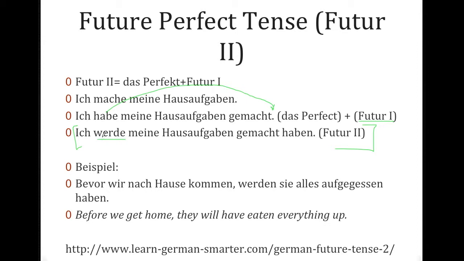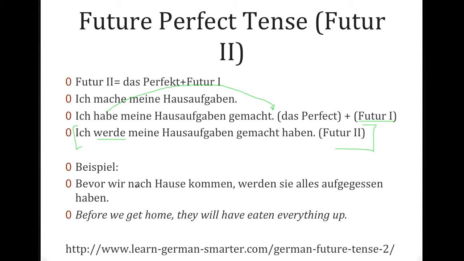So add in werden and conjugate that. So ich werde meine Hausaufgaben, and then gemacht, and then you put the habe at the end in the infinitive form, haben. So ich werde meine Hausaufgaben gemacht haben. And it's a lot of verbs.